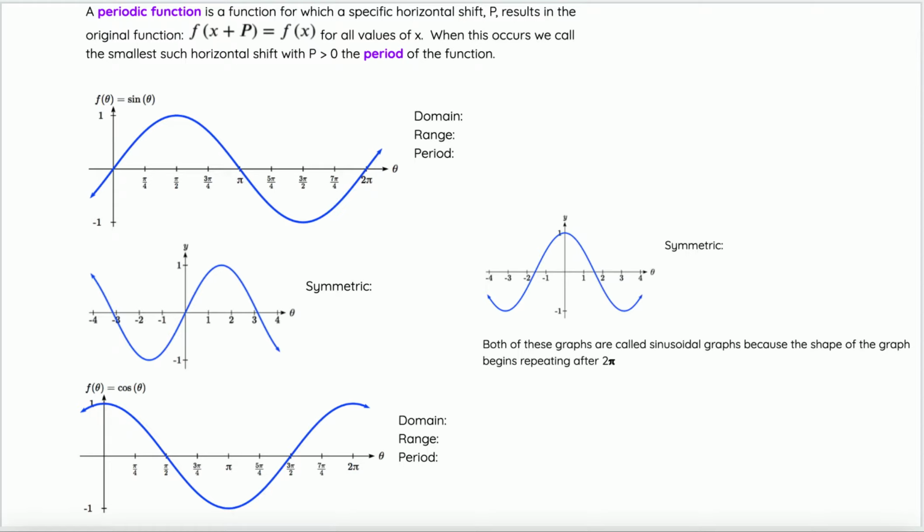Once you do that, then come back to our lesson here and we'll talk a little bit about how we can graph these and some of their properties. So a periodic function is a function for which a specific horizontal shift, we'll call the shift P, results in the original function for all the values of x. When this occurs, we call that smallest such horizontal shift with P greater than 0, the period of the function.